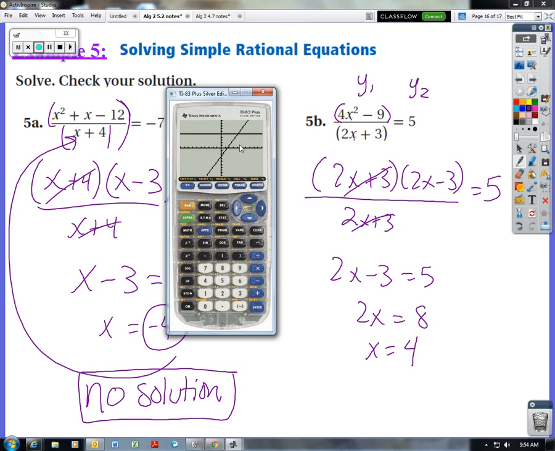Let's double check and make sure we don't have any holes there. Enter, enter, enter. 4, 5. Well, I know there's no holes because if you plug 4 in here, you're not going to get 0. So it checks, they cross at x equals 4.